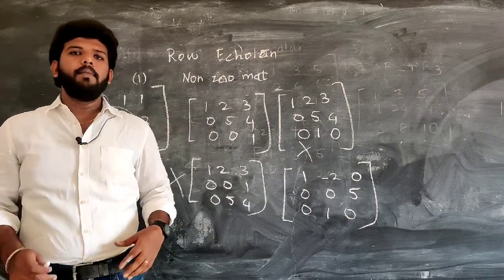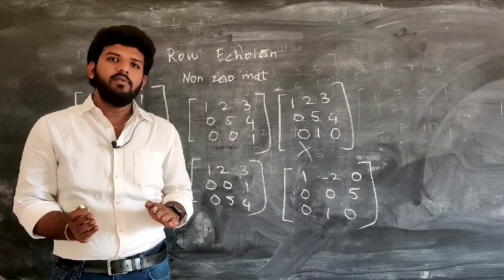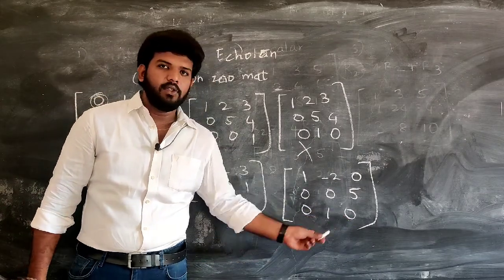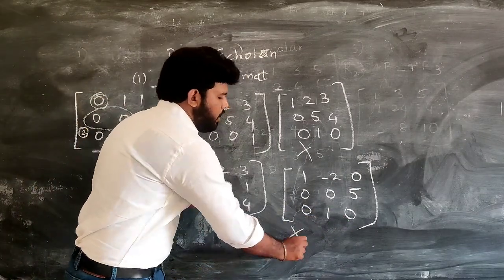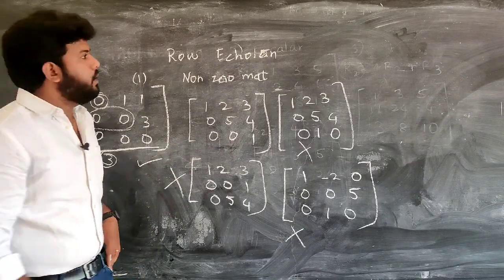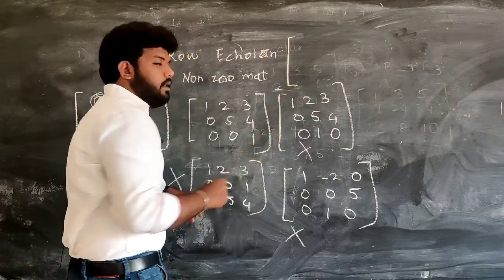I just told that the number should be on the right side of the 0, it should not be on the left side of the 0. There's a number on the left side of the 0, so this is not a row echelon form. This is not in row echelon form. Okay, we'll just see another two examples.